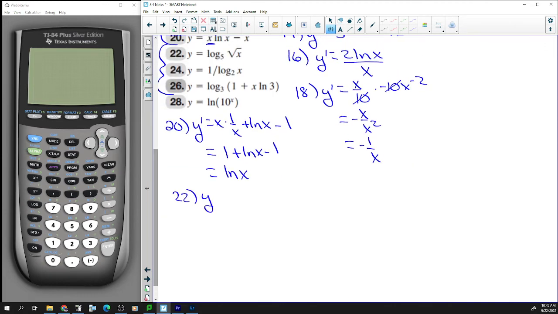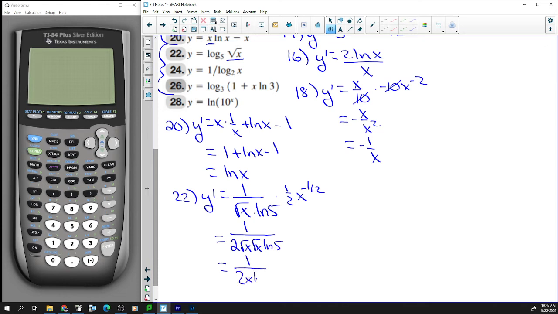22, y prime is equal to 1 over the square root of x times the natural log of 5. So it's 1 over this thing, and then the natural log of the base. And it's all in the denominator. Then times 1/2 x to the negative 1/2. So we have 1 over 2 square root of x, natural log of 5. That's 1 over 2x, natural log of 5.